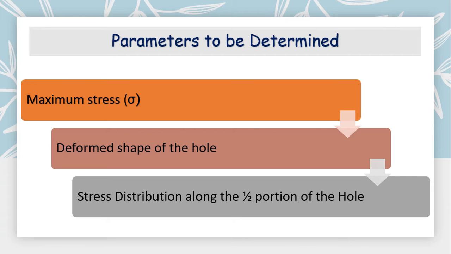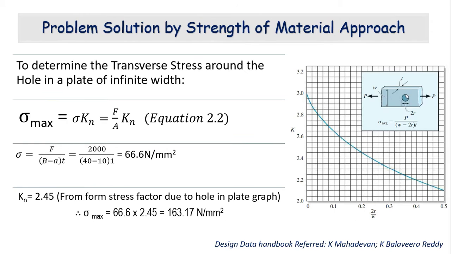These are the parameters that we need to determine. We need to determine the maximum stress, the deformed shape of the hole, and the stress distribution along the half portion of the hole. Let us have an insight into the problem solution by the strength of material approach. For this, the data handbook referred is K. Mahadevan and K. Balaveera Reddy to determine the transverse stress around the hole in a plate of infinite width. Using this condition, we shall see how the maximum stress is calculated.